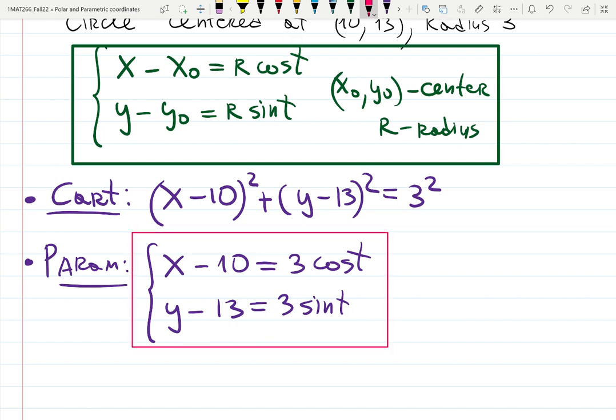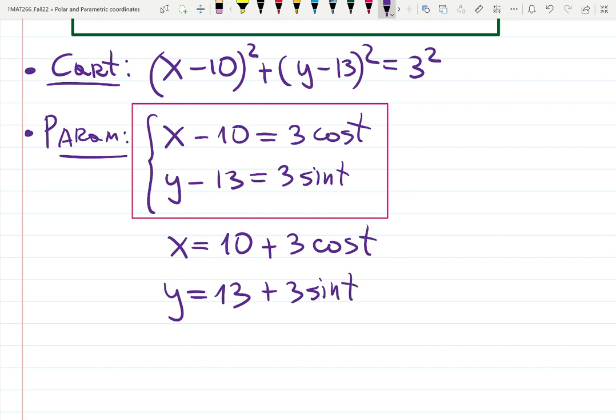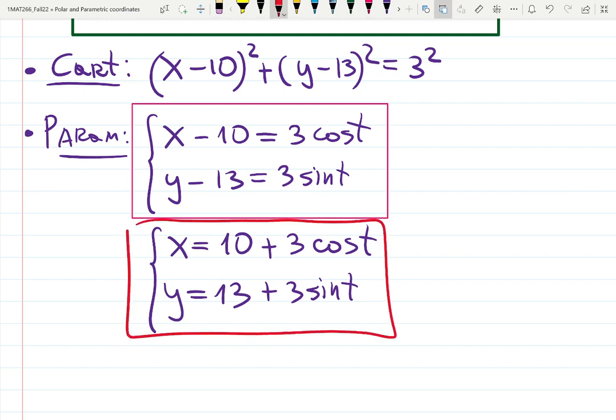Sometimes you will not see it written this way. Usually people will rewrite it as x equals and y equals, and that's when you see 10 and 13 on the right-hand side: x equals 10 plus 3 cosine t, y equals 13 plus 3 sine t. That is the final answer. It's the same thing, but it's usually written like so: x equals stuff and y equals stuff.